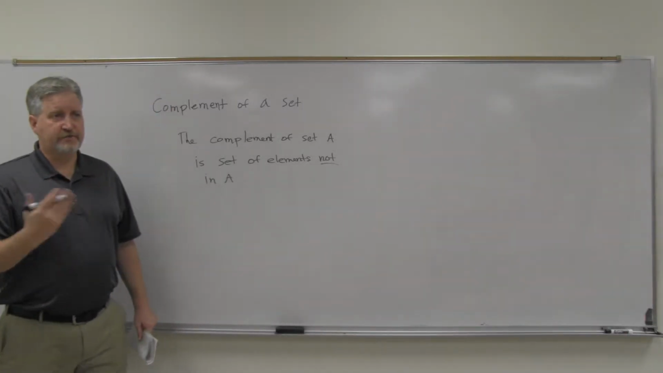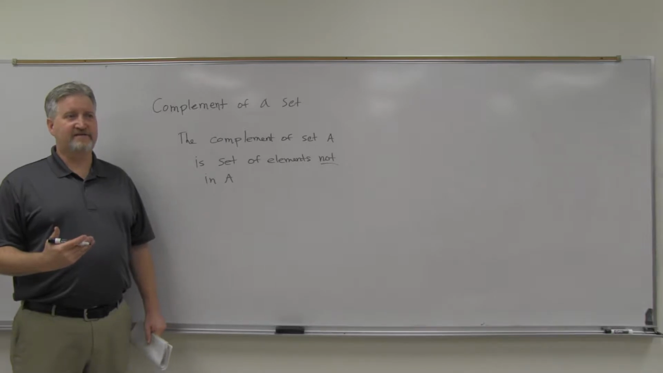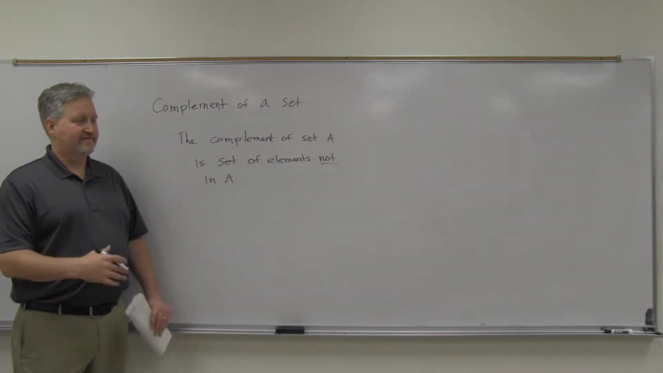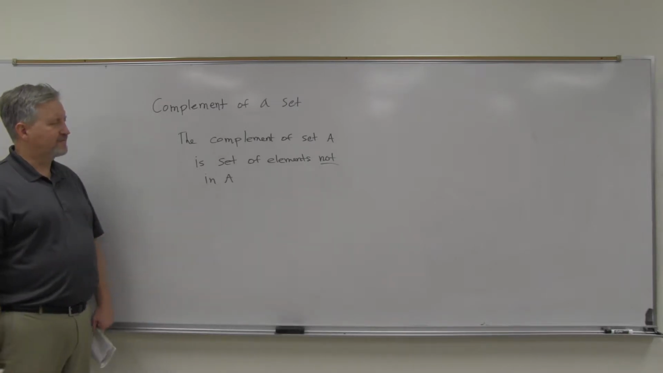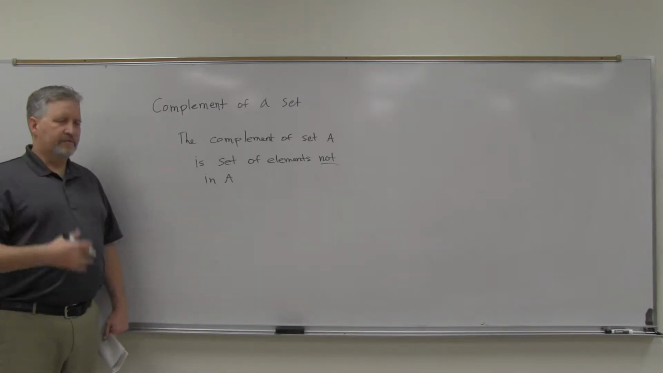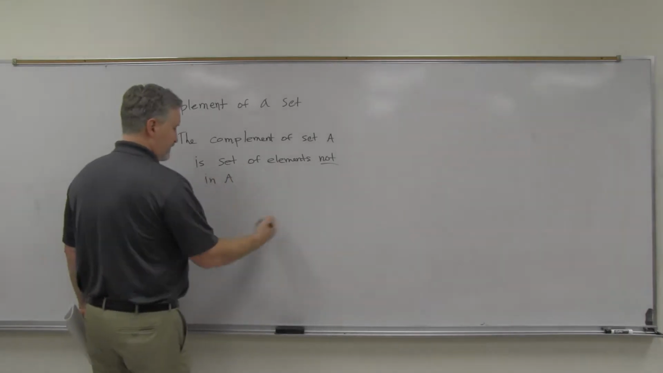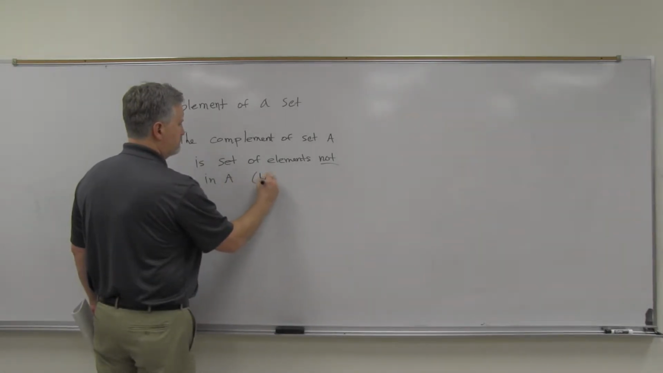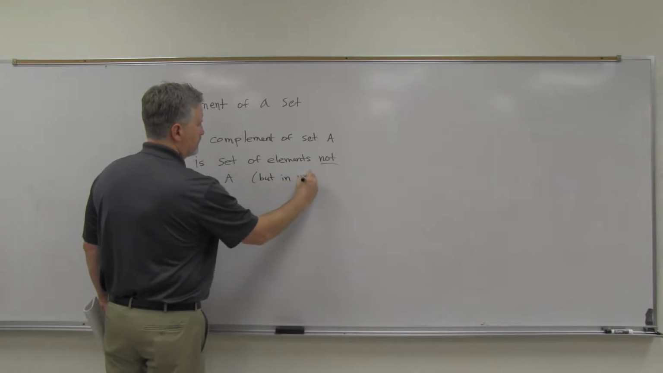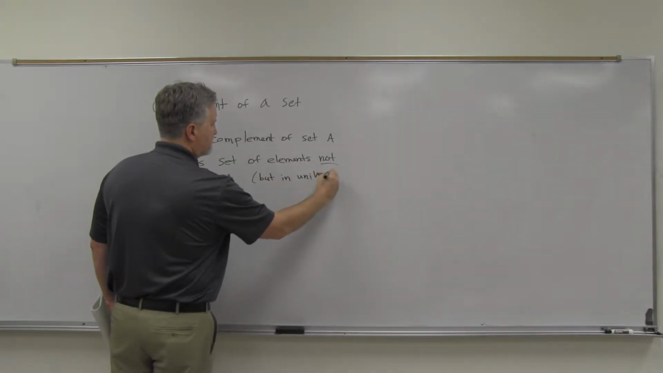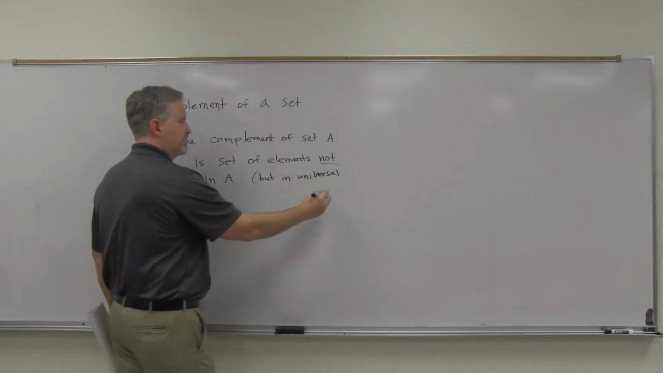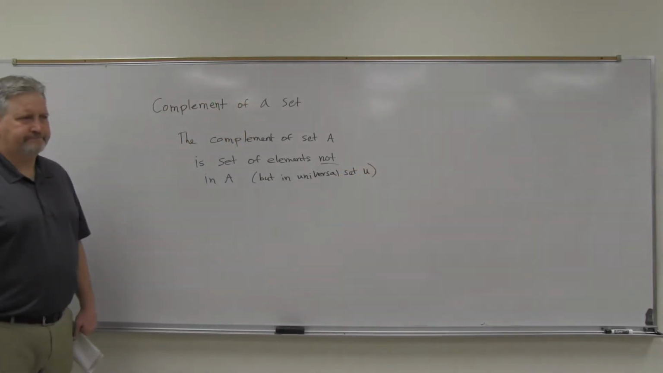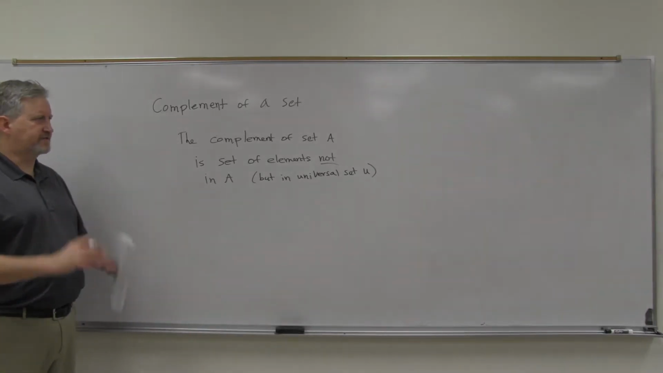Now this is where the universal set comes in handy, because if we had to list everything not in a set, that could get quite large. But we're comparing it, we're in the universal set, okay? So it's the set that's not in A, but it's in the universal set U. Okay? So we're comparing it to that universal set.